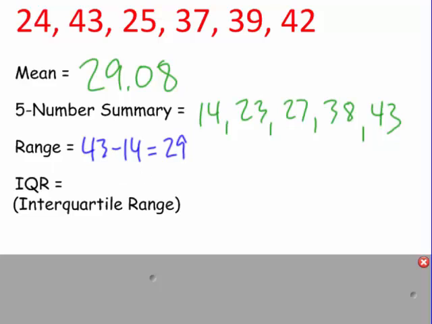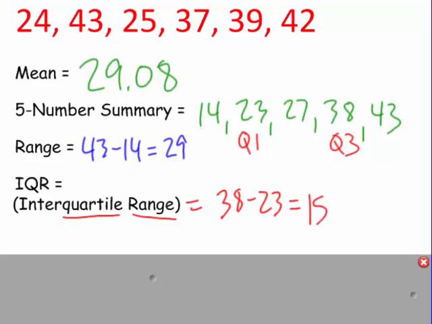So our range is 29, and what about our interquartile range? Well, guess what? That is just the range of your quartiles. So your first quartile was 23, and your third quartile was 38. So we just subtract those two guys. So we got 38 minus 23. So our IQR, our interquartile range, is 15. Okay, well, what else can we do with this?